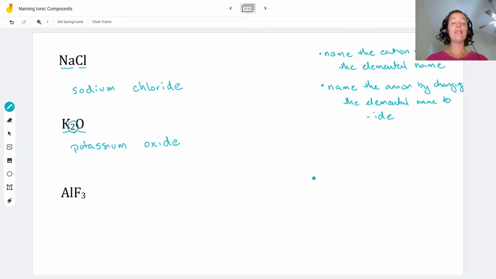And that's it. That is the name of K2O. It's simply potassium oxide. Okay, so hopefully we're getting a little more comfortable with the rules. Let's keep on doing some more examples. All right, cation.